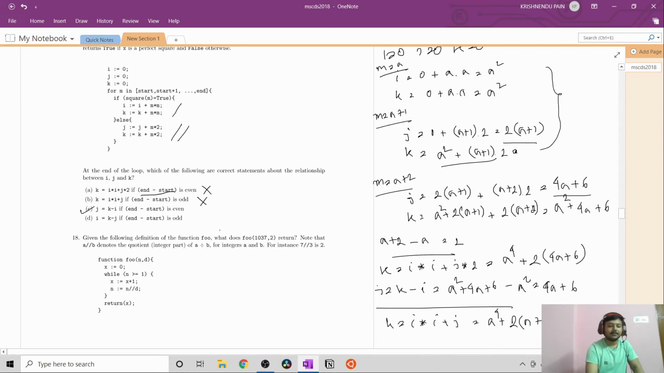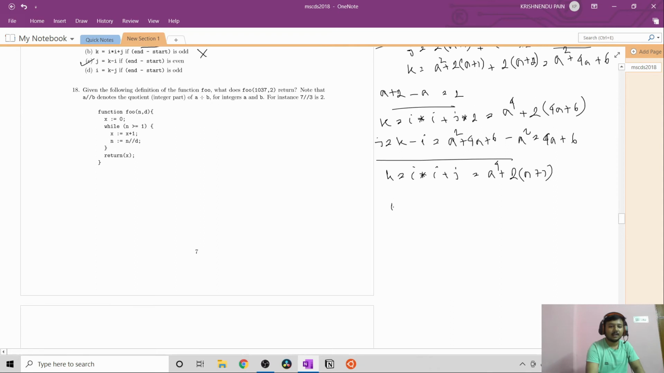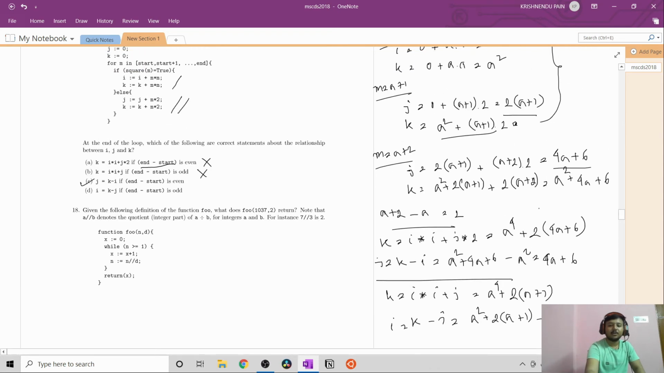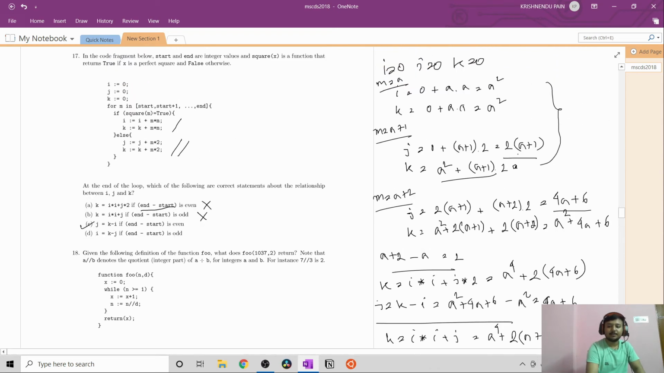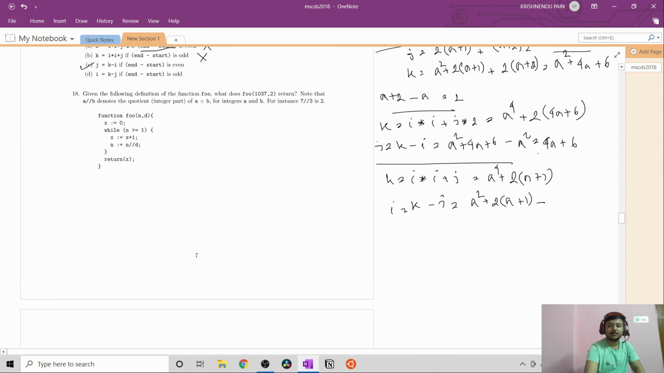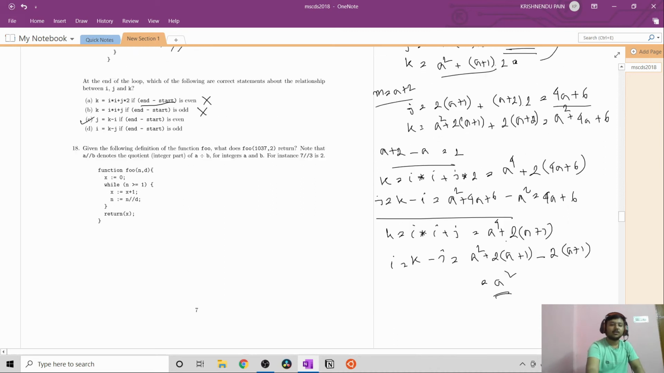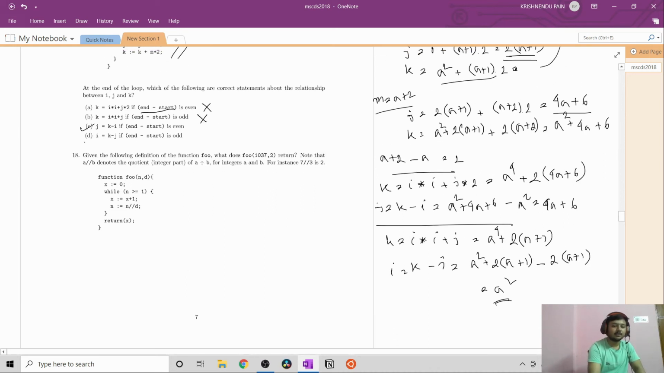We'll check for option D. It is written i equal to k minus j. The value of k is a square plus 2 into a plus 1 minus value of j, which here is 2 into a plus 1. So we'll write 2 into a plus 1, and that is equal to a square. Yes, i value is a square here. So this option is also correct. So the correct options for this question number 17 are option C and option D.